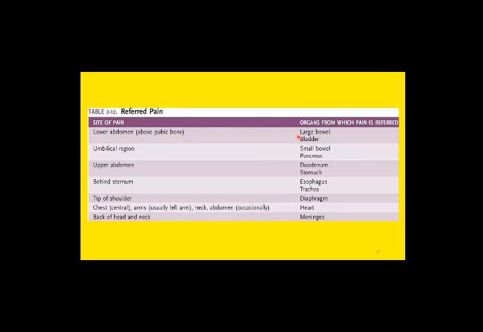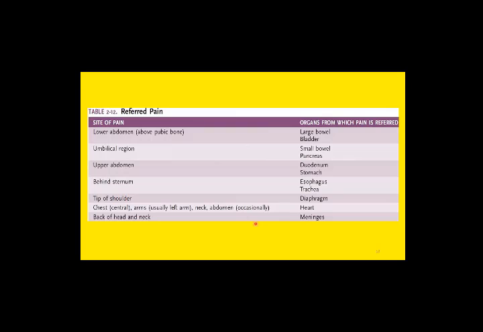Similarly, in the umbilical region, if this is the site of pain, the pain is radiating from the pancreas. Similarly, if the site of pain is at the tip of the shoulder, the pain may be radiating from the diaphragm of the body.